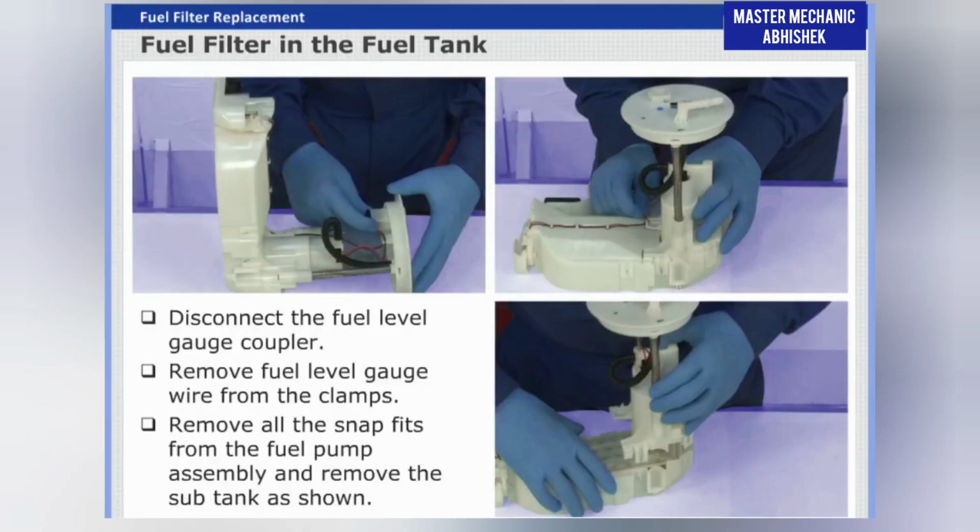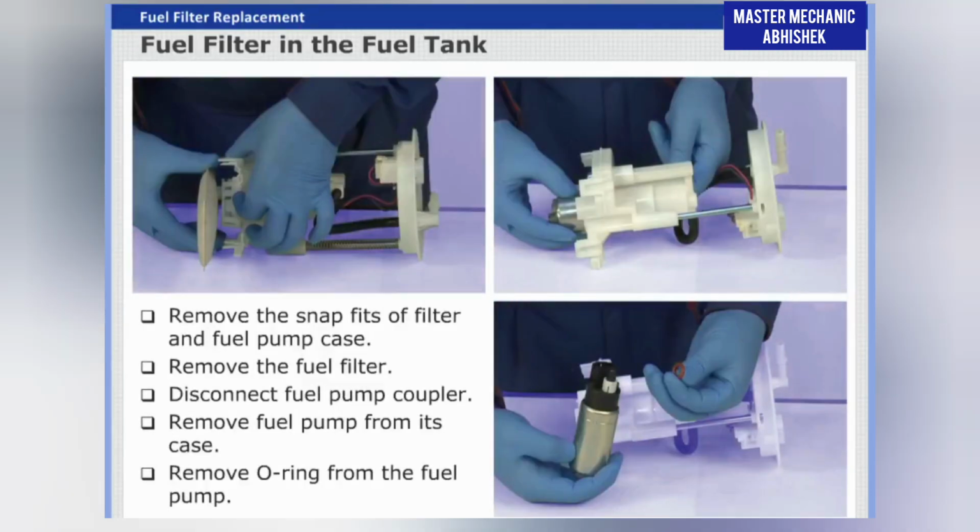Disconnect the fuel level gauge coupler. Remove fuel level gauge wire from the clamps. Remove all the snap fits from the fuel pump assembly and remove the sub-tank as shown. Remove the snap fits of filter and fuel pump case. Remove the fuel filter. Disconnect fuel pump coupler.